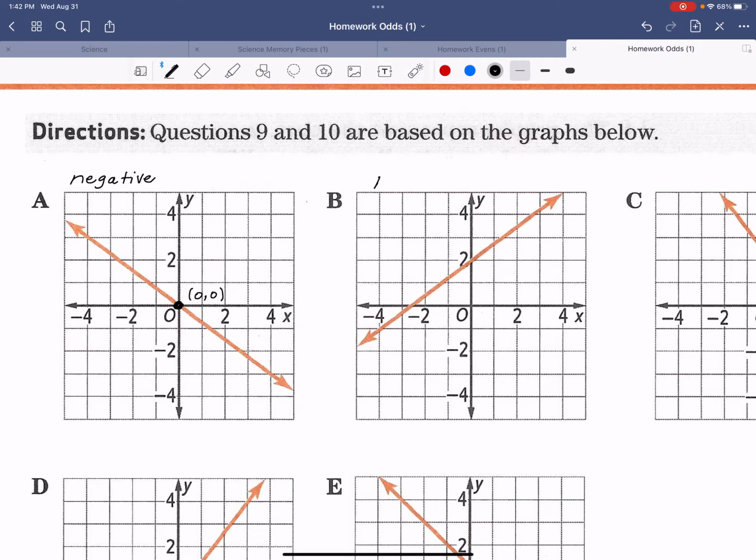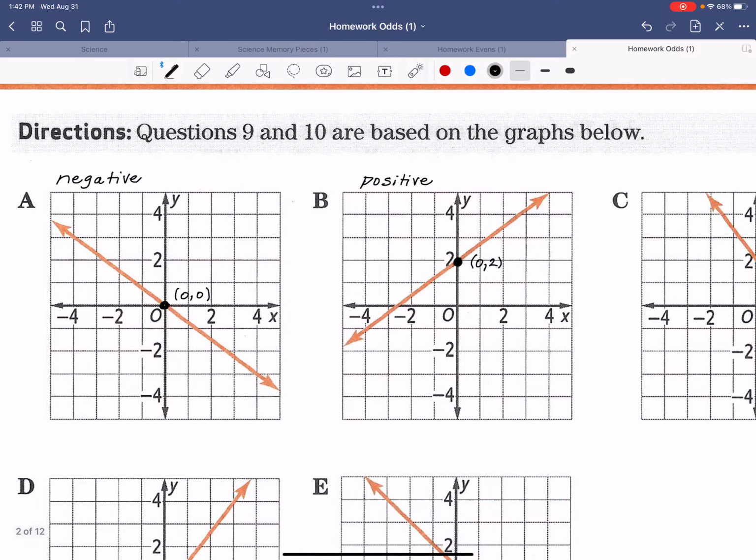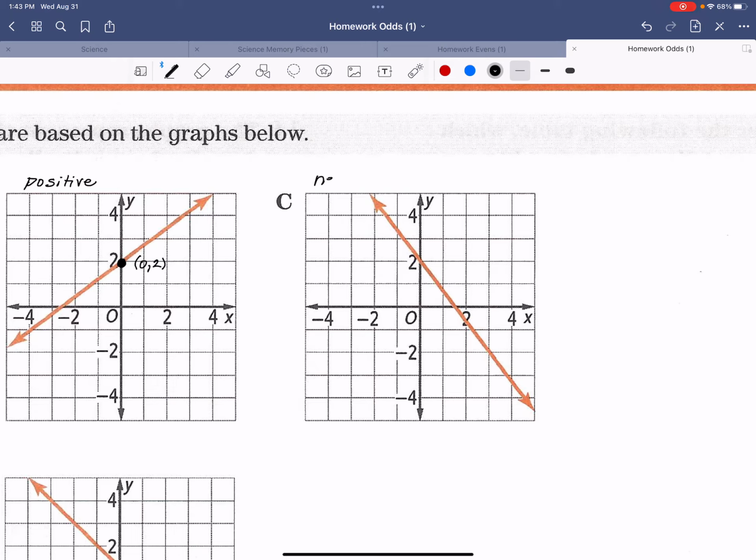This slope is positive. The y-intercept is at 0, 2. This slope is negative. The y-intercept is at 0, 2. And the x-intercept is at 1.5, 0.